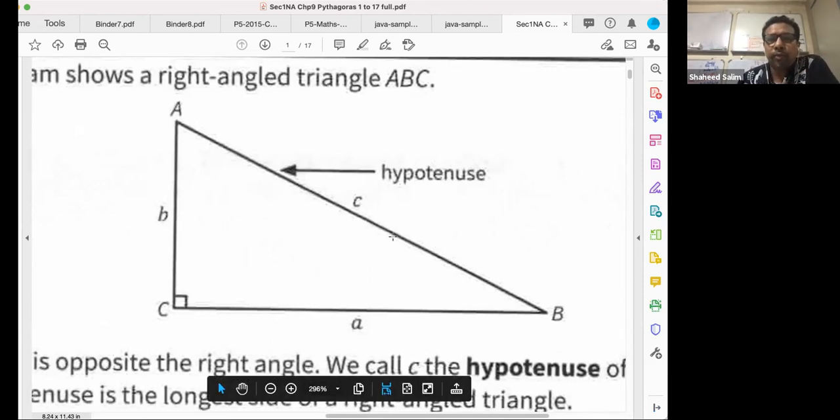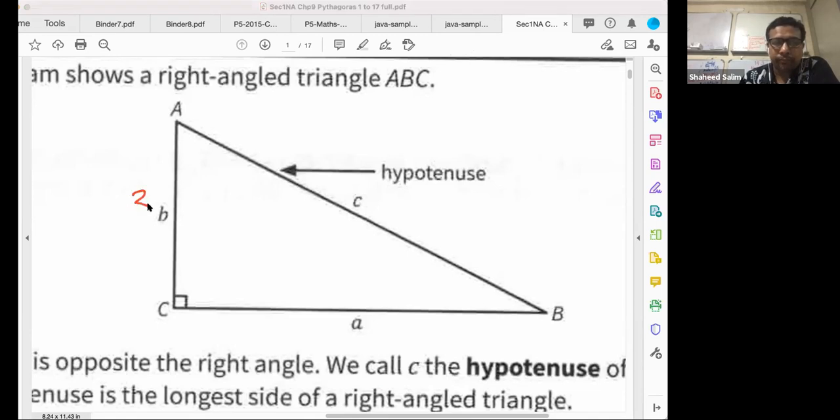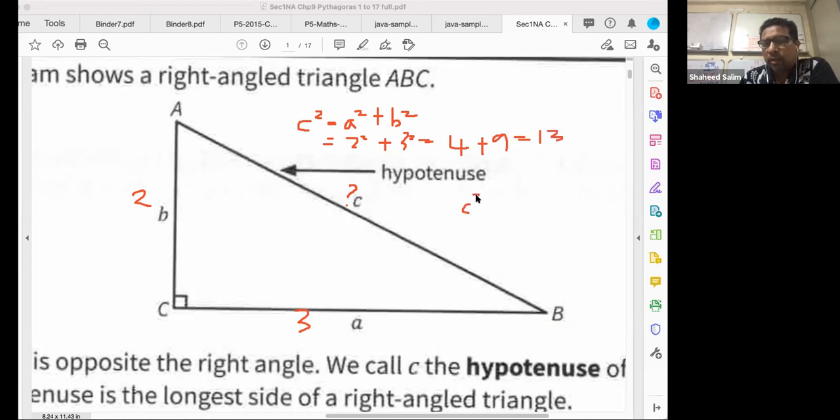Now, for example, if this is 2 cm and this is 3 cm, according to Pythagoras, you can find the hypotenuse. We call it C. C squared is equal to A squared plus B squared. B is 2, so it's 2 squared here. A is 3, so it's 3 squared here. So you get 2 times 2, 4, plus 9, equals 13. So C squared is equal to 13.